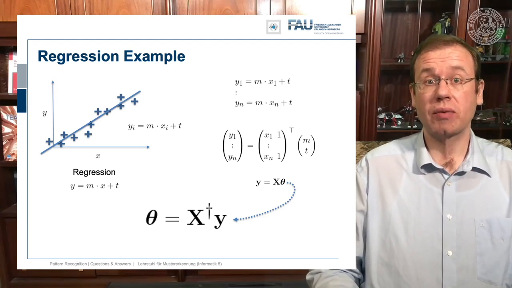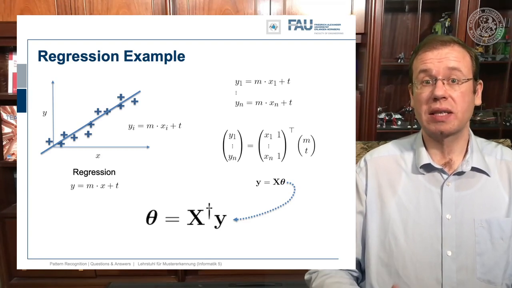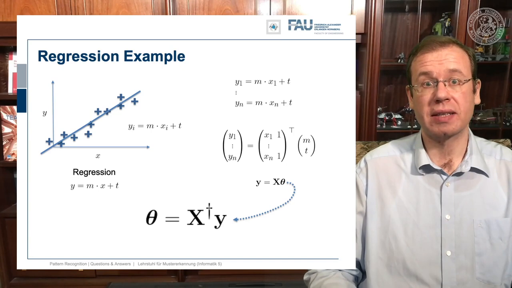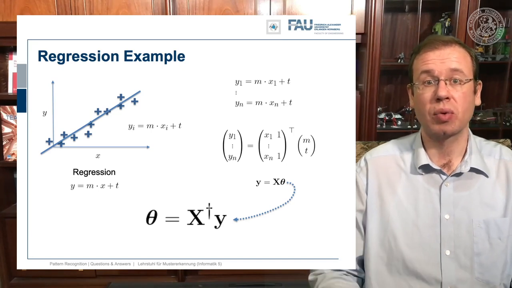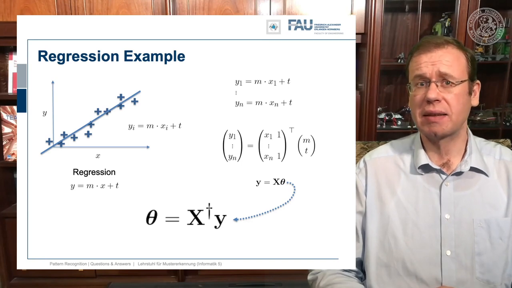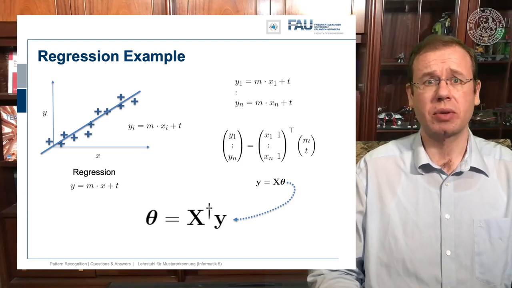So the pseudo inverse is now multiplied to the vector y, and this gives us an estimate of the parameter vector theta. So this would be a least squares solution, and this least squares solution is typically found as x transpose x, this matrix inverted and then multiplied with x transpose. So this is the classical pseudo inverse. So you see, this is a very important concept, and it occurs all over the place in machine learning.